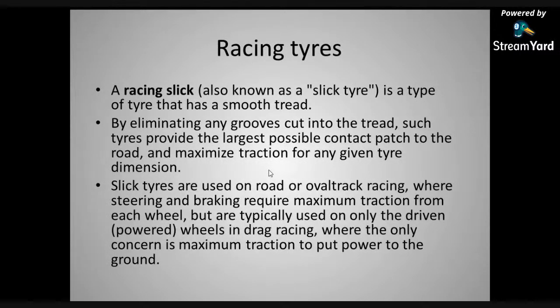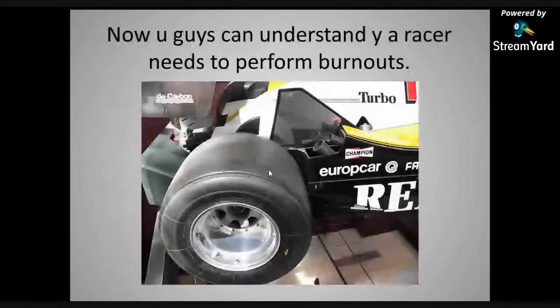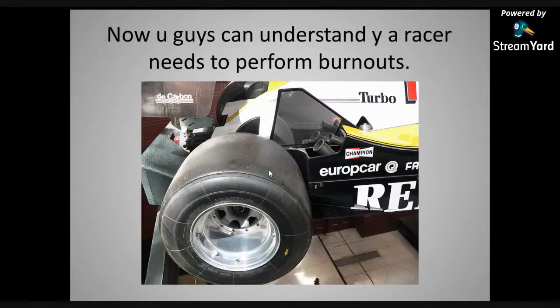Now we'll be talking about racing tires. Racing tires are called racing slicks, also known as slick tires. So what is the advantage of slick tires? Before telling you, I'm just going to show you the picture of it. So this is the picture. You can find no pattern on this kind of tire. It's completely flat, and flat means it has no pattern. It's completely patternless. You can see the smooth rubber over it.